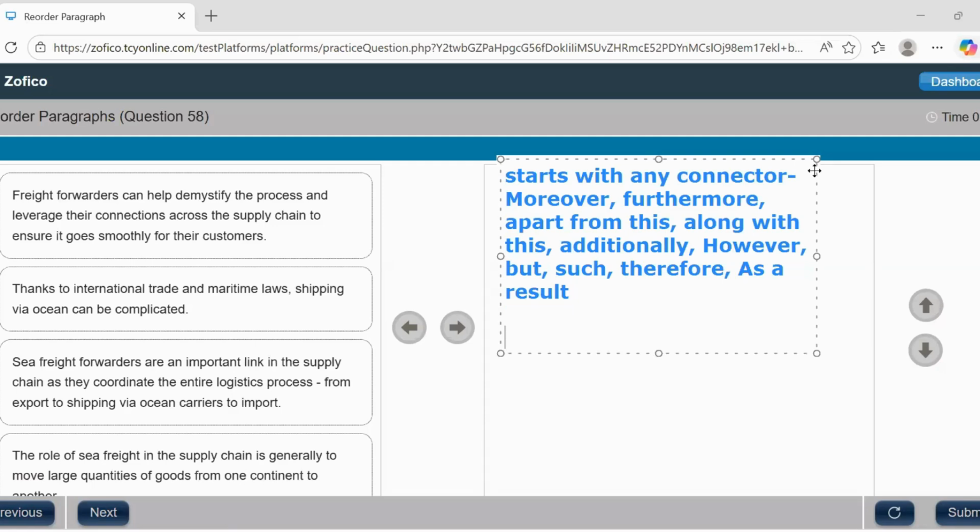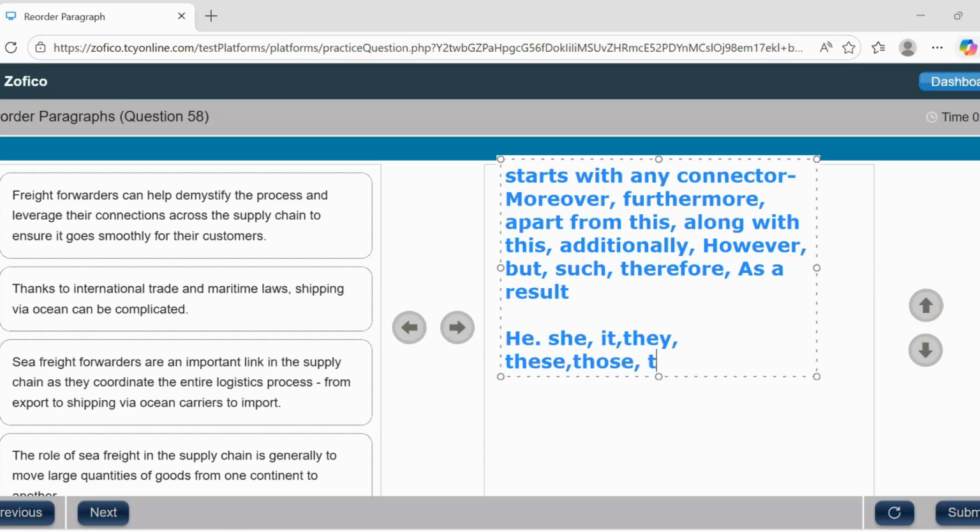Other thing is, if a statement starts with a personal pronoun, it can never be the first. For example, he, she, it, they, or relative clauses, these, those, this, that. So if the statement is starting with these ones, it can also never be the first one. So we will always see which cannot be the first one.